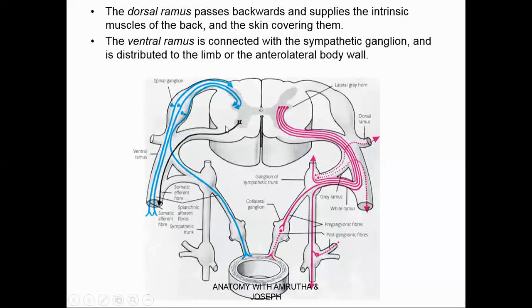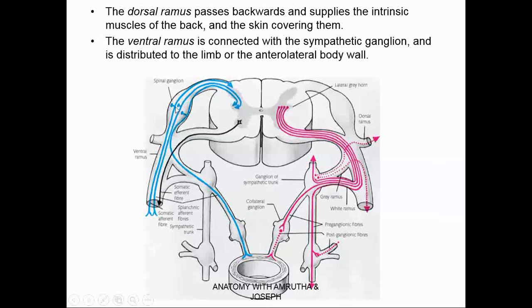Now let's see the other part of the picture here. So the anterior gray horn gives rise to the efferent fibers, motor fibers that pass through the spinal nerve, the ventral ramus and trunk, and reach different areas. It supplies the muscles. Voluntary activities are controlled by these fibers.